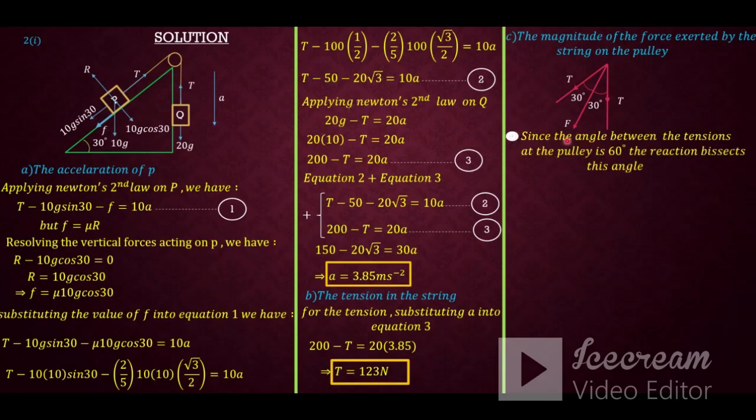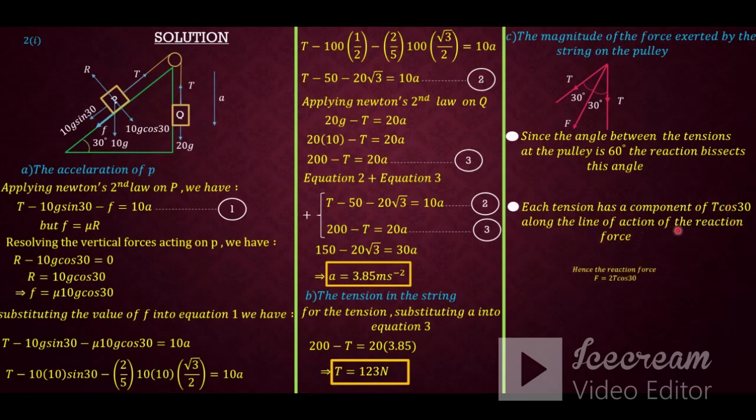You have to know that since the angle between the tensions at the pulley is 60 degrees, the reaction bisects this angle. Similarly, each tension has a component of T cos 30 degrees along the line of action of the reaction force. That is, each tension, this one and this one, both have a component of T cos 30 degrees along the line of action of the reaction force.